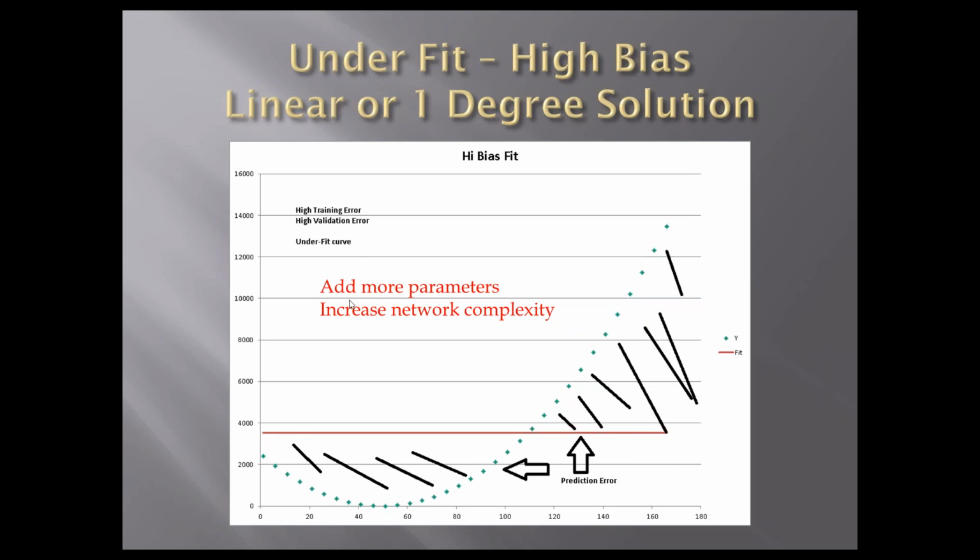In that case, what you need to do is add more parameters and increase the network complexity so that it has more capacity to be able to match this curve.